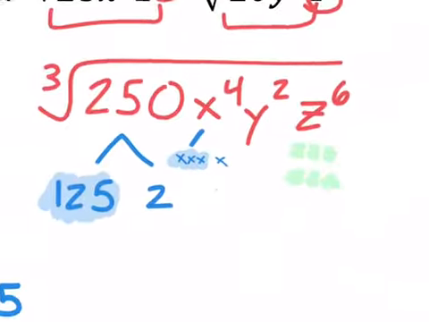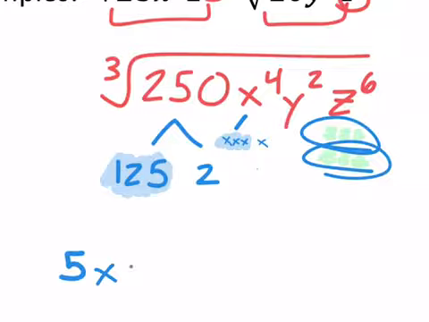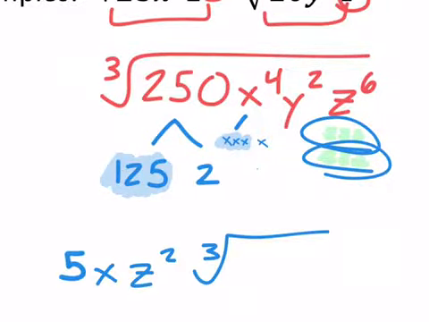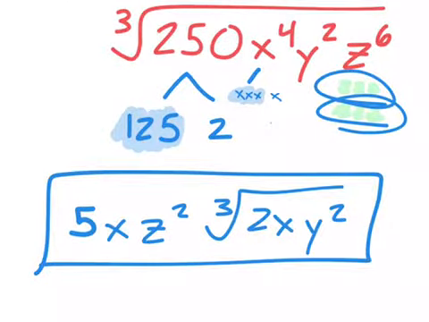So on the outside, we'll have that highlighted group of 3 x's. X makes it out once. Y doesn't make it out at all. Both these groups of z make it out. Then still within the cube root is this 2, and this x, and this y squared. All right, and then that would be our final answer. And you know that would be it because there's no more cube roots within our cube root.